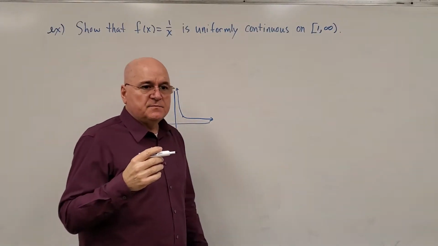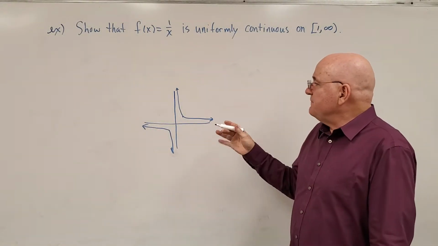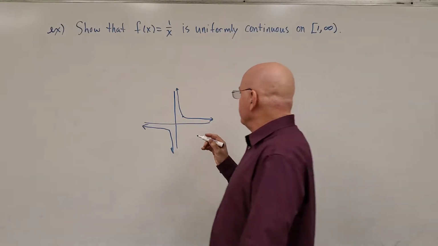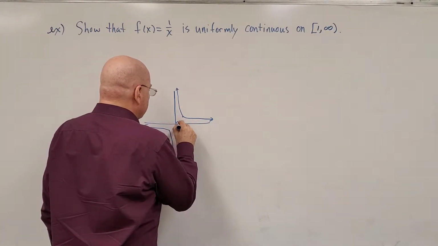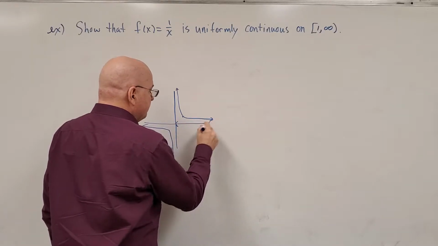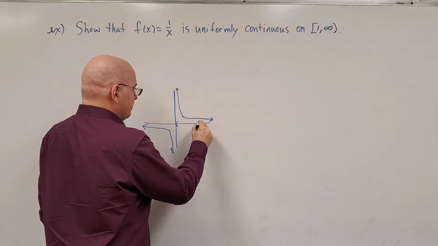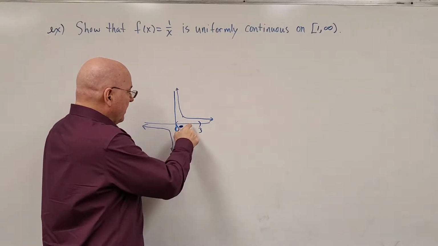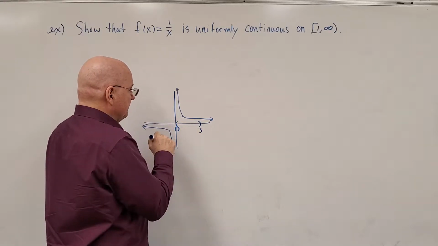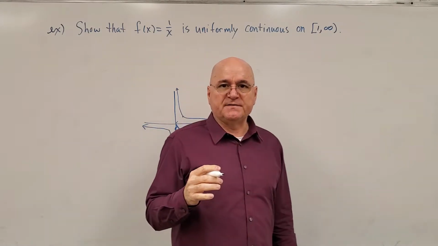Now the reason I'm showing the graph is that it should be fairly clear that if I took the interval from 0 to some number, it doesn't have to be 0 to infinity, let's say 0 to 3. On this open interval, f of x equals 1 over x is not uniformly continuous.